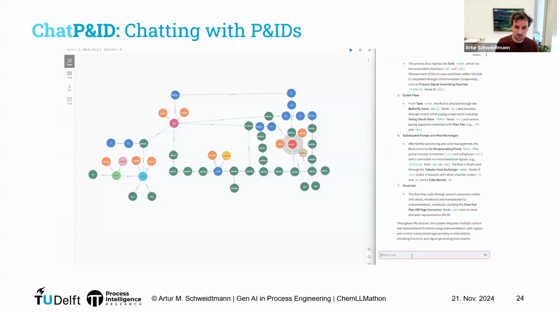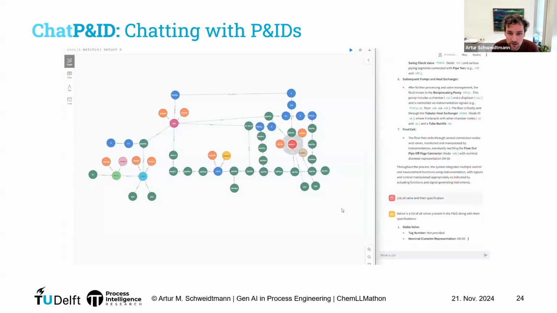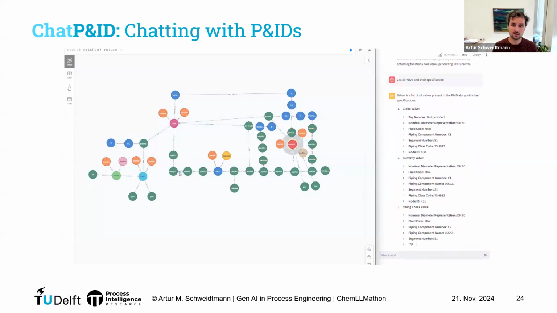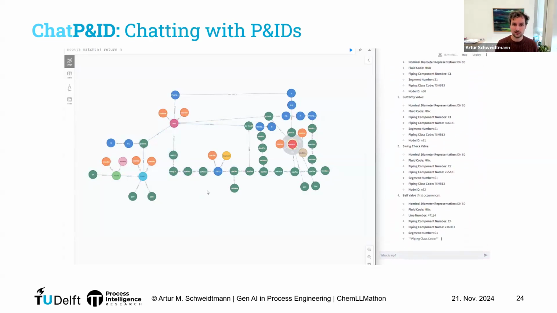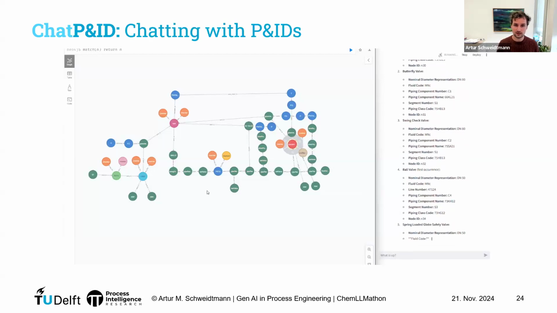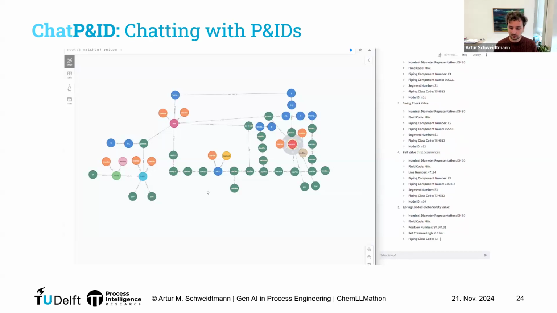I think we have one other demonstration here, which is just like list all valves. Let me see what's happening. List all valves and their specifications. And now you get a list of all the valves with their specifications. So this is already an advantage and relatively easy once you have your data ready in the right format.